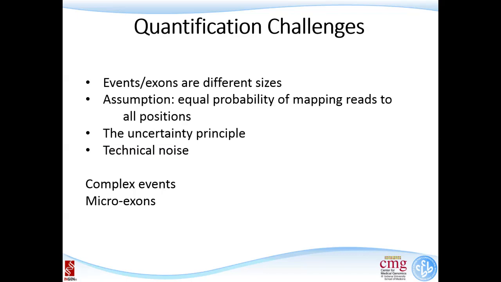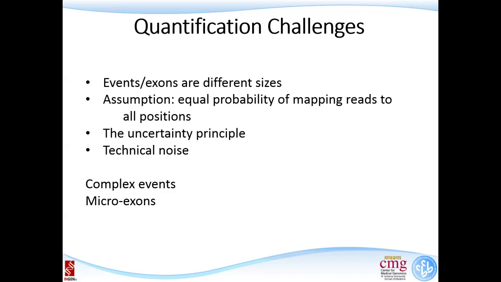So there are, again, a lot of challenges dealing with splicing information. We've got events or exons that are different sizes, and you guys have probably heard of microexons by now, which are tiny exons that play a major role in neurobiology, and we're only now gaining the tools that we need to understand those small pieces of exons and how they can dramatically change where transcripts go.